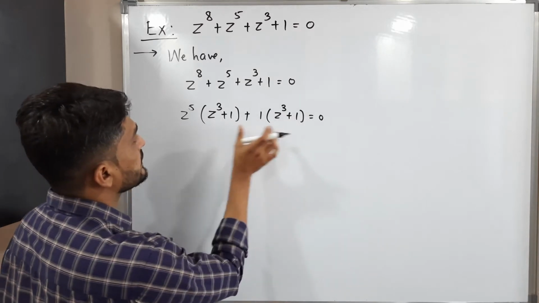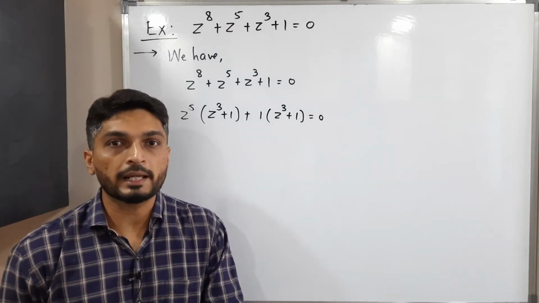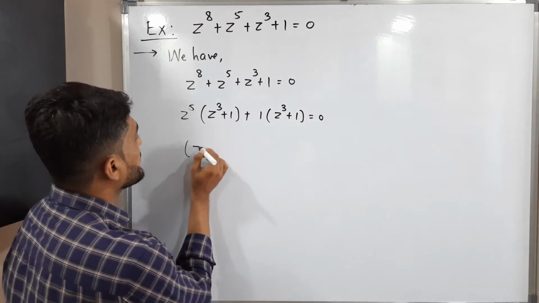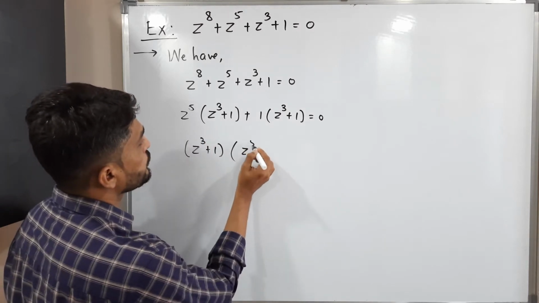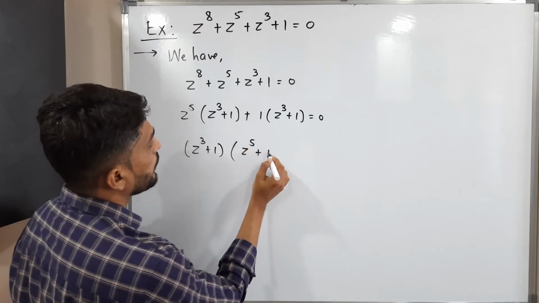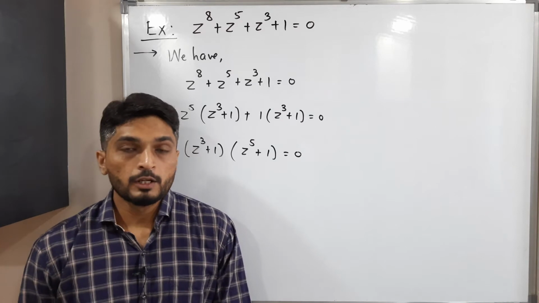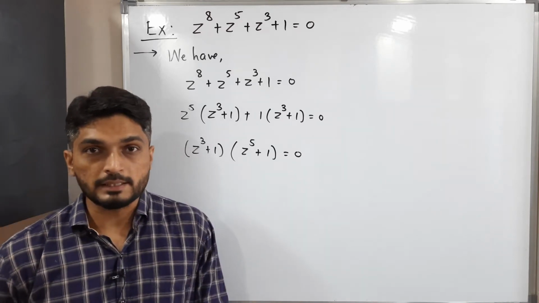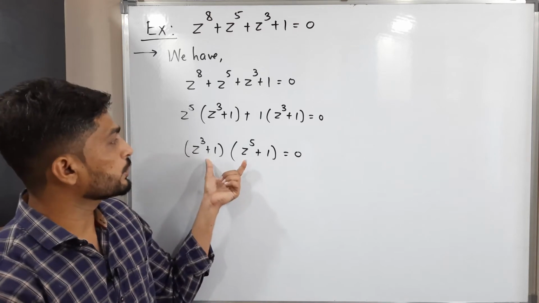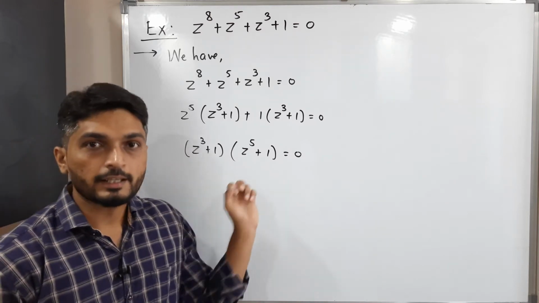So here we have z cube plus 1. Here also we have z cube plus 1. So we can take that bracket common. If you take z cube plus 1 common, here z raised to 5 is remaining and here 1 is remaining. So we will have the product of these two brackets. So you know that the product of two terms or two real numbers is 0. That means you can take complex also. So here the product of two terms is 0. That means either the first one is 0 or the second one is 0.